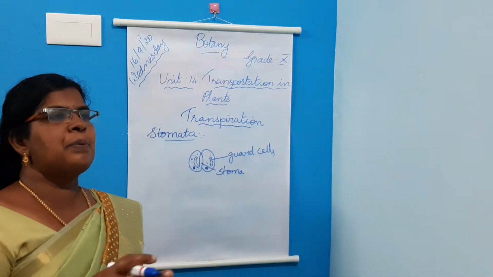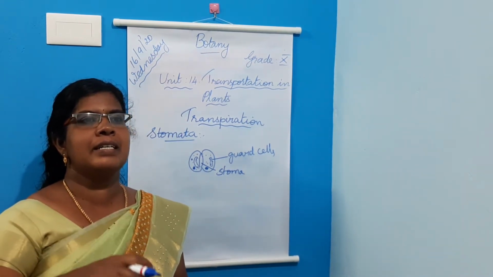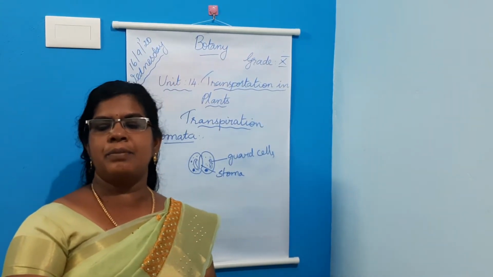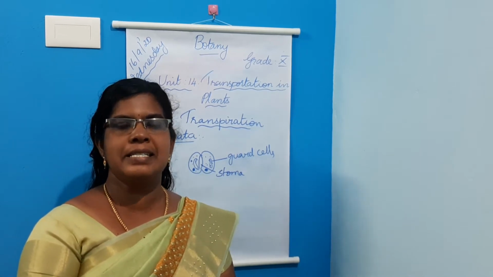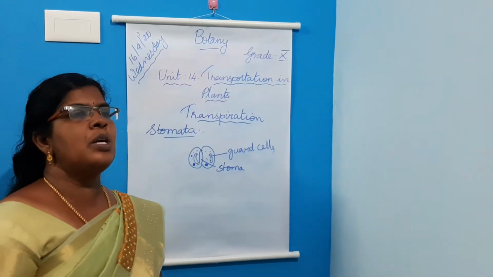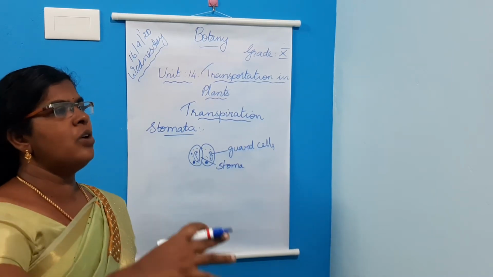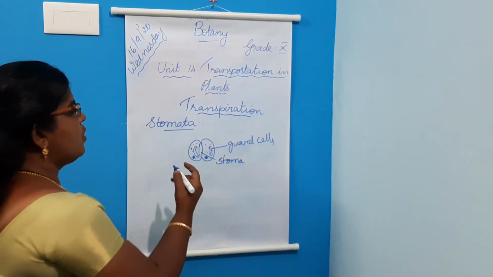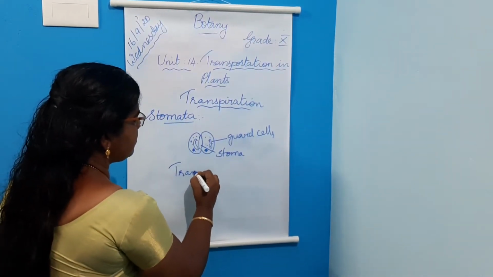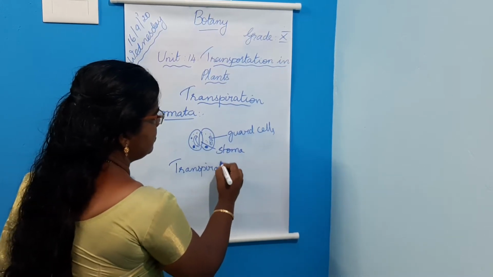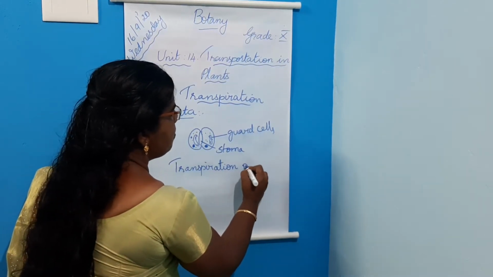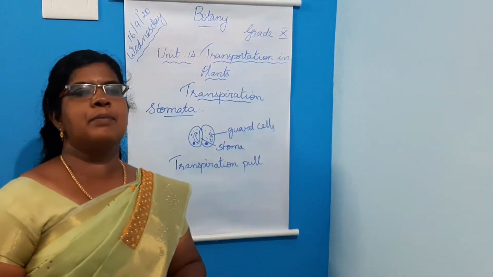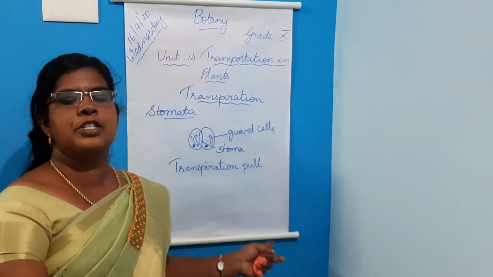Therefore, a pressure is created inside the leaf. As water is lost from the leaves, a pressure is created inside the mesophyll. It is due to transpiration, the loss or evaporation of water, that creates a pressure inside the leaf. That is called transpiration pull.